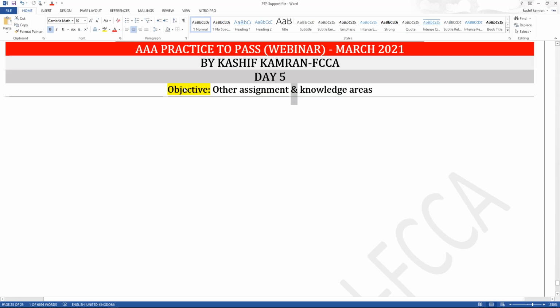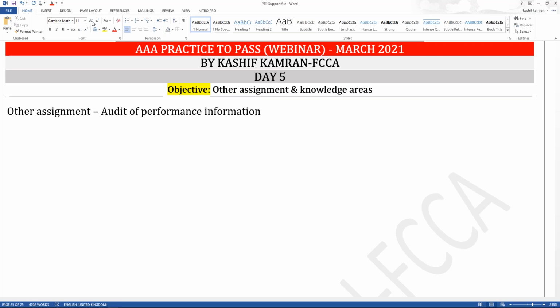So the objective today is other assignments and knowledge areas. Let's first start with the other assignment. The other assignment, which I will be discussing today, is basically known as Audit of Performance Information. That's the title, right?